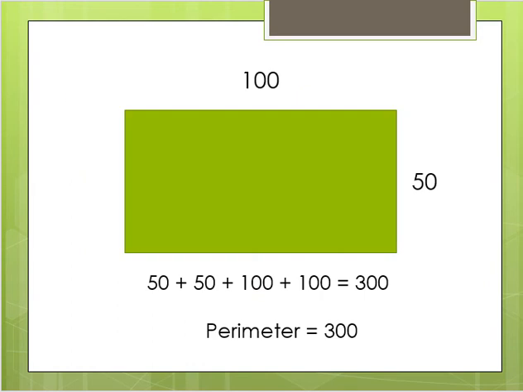Now that you've solved your problem, this is what it should look like. 100 by 50 would be 50 plus 50 plus 100 plus 100, which equals 300. So the perimeter of the football field is 300. Now that we've looked at perimeter, let's look at area.